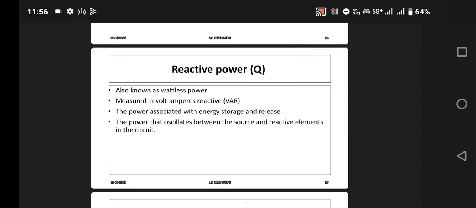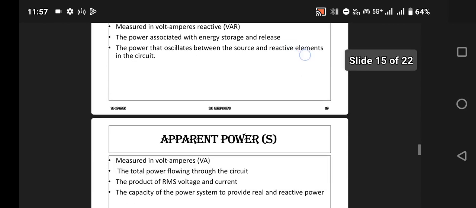What is reactive power? The reactive power is normally represented by the letter Q. It is a wattless power. It is measured in volt ampere reactive, that is the unit of reactive power. The power associated with the energy storage as well as release is called reactive power. This power oscillates between the source as well as reactive elements in the circuit.